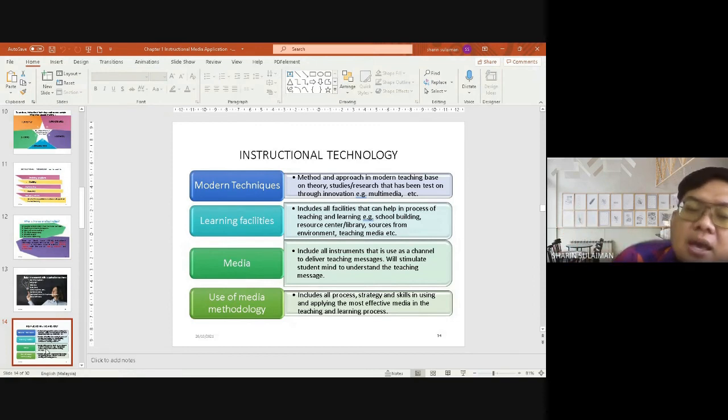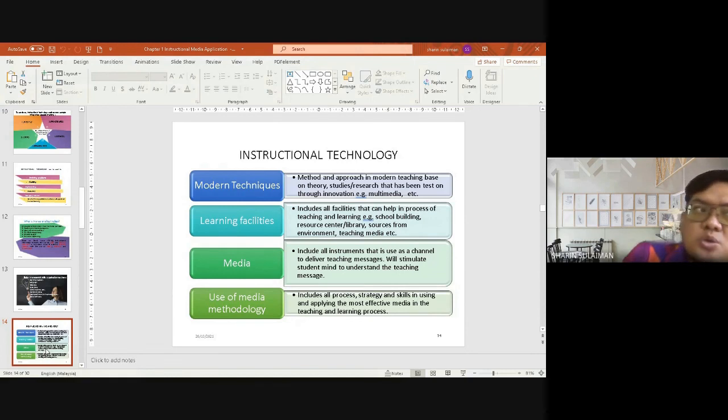Alright, that is modern techniques. Next is learning facilities, kemudahan pembelajaran in Bahasa Melayu. Learning facilities include all facilities that can help in the process of teaching and learning. For example, as a student, you need student hostels if you live on campus. You need supporting facilities such as a library for you to study, school building, classroom, computer lab, all of that. Teaching media, textbooks, library, sources from environment, internet, Wi-Fi. So these are things you need as a student.